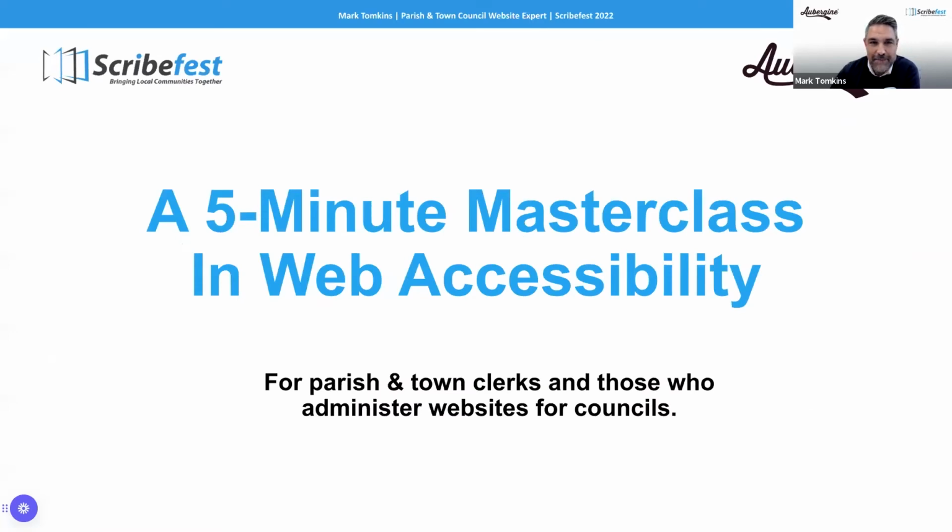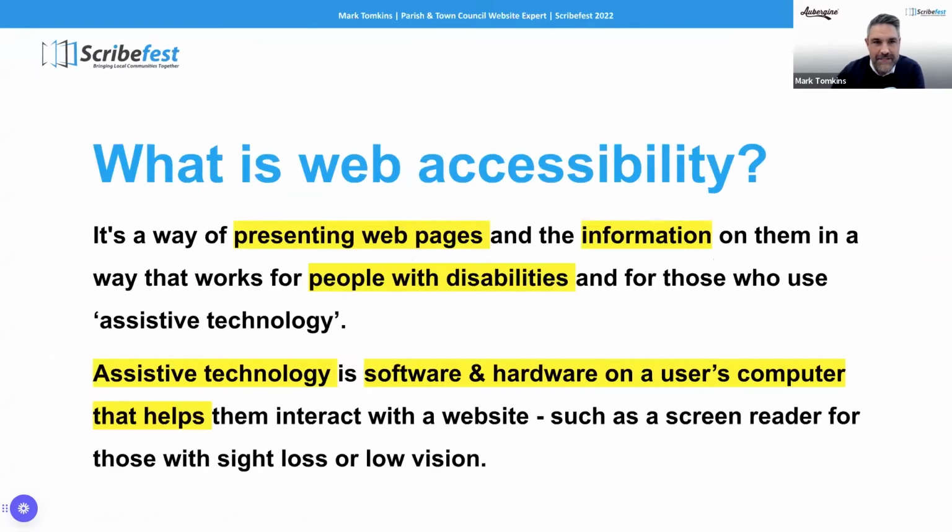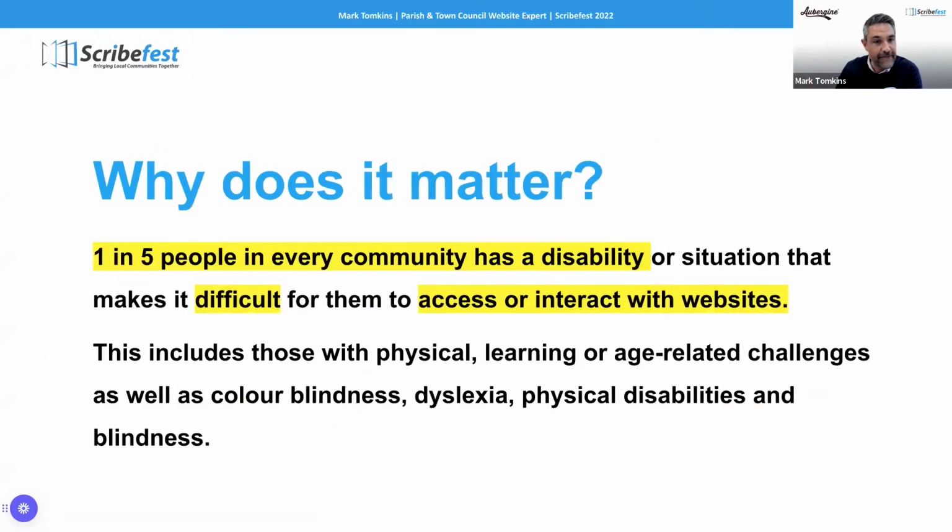I'm going to give you a 5-minute masterclass on website accessibility. So if you're a parish or a town clerk and you administer a website, this one is for you. There are a lot of website accessibility aspects, but what does it mean? Well, basically, it is a way of presenting web pages and the information on them that works for people with disabilities. They use assistive technology, which is software and hardware on their computer, and it interacts with websites differently.